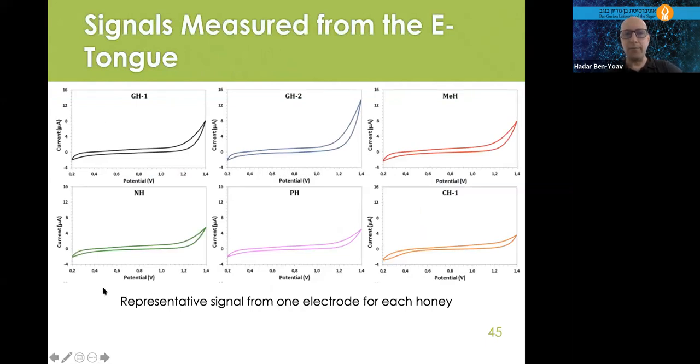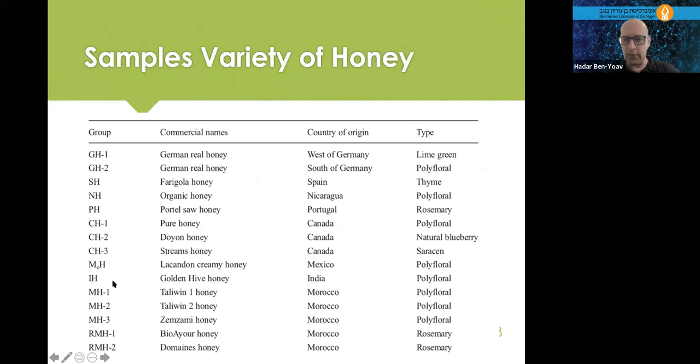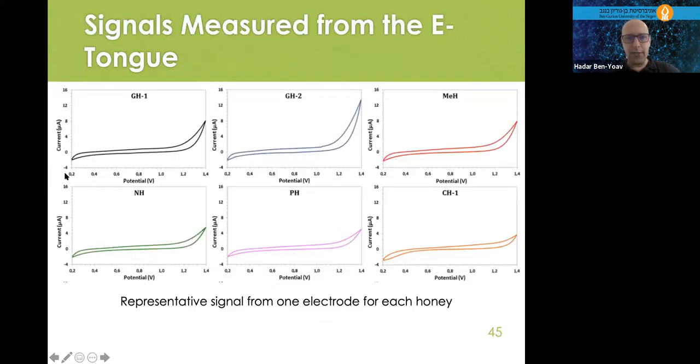This is an example of how the signals look. This is an electrochemical signal, and this is an example of a single electrode, how it measures the signal from different types of honeys. From GH1, PH and CH1, these are different types of honeys, different groups. This is the potential, and this is the current measured; they're changing the potential and measuring the current. What we can see is that overall it gave the same trend, increasing the potential you get higher currents, but there is still some variability in the signal.